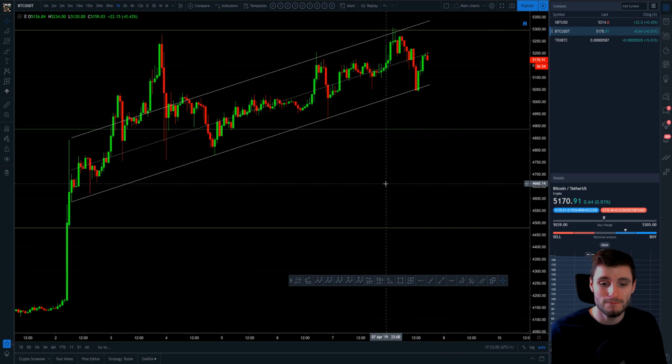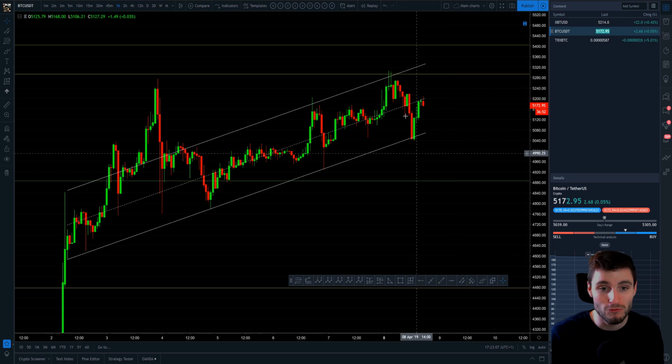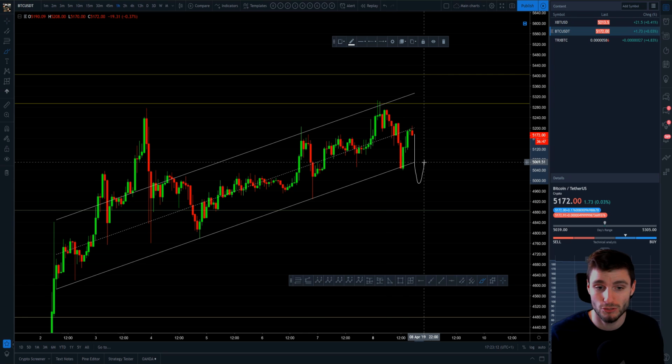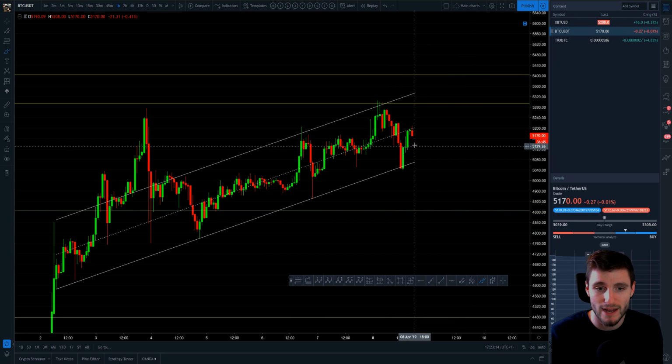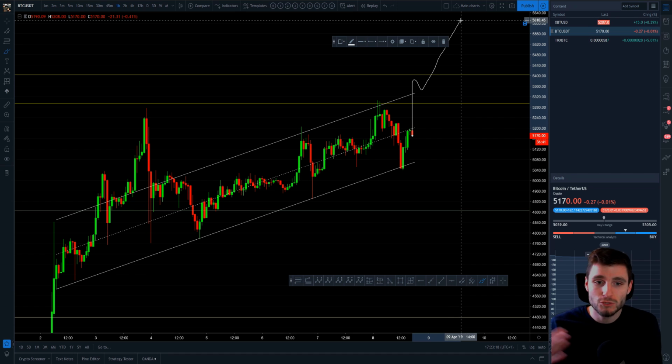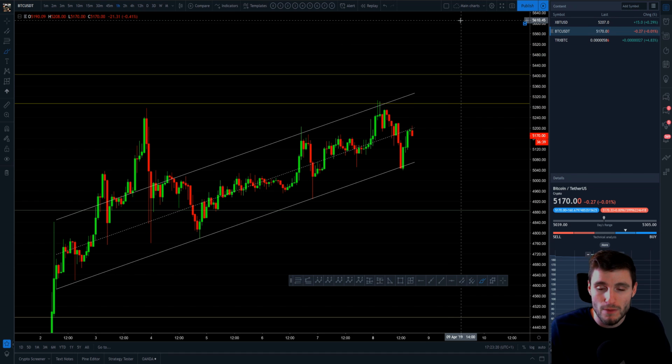It goes without saying, at some point we're going to break out of this channel. At some point we're going to either come down and lose the channel and hold it as resistance and we'll move back down, or we'll come up and hold it as support and we'll move up. That's what you want to be looking for, and give yourself a bit of room.